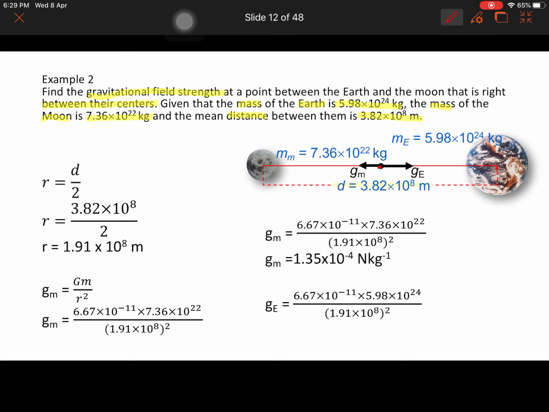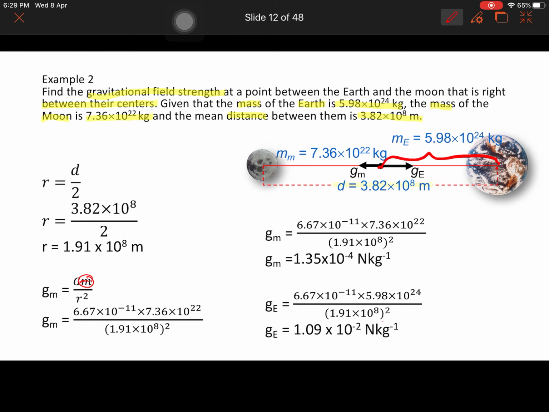What about towards the Earth? Same thing, I know what G is, my constant. Then M, I'll use the mass of the Earth. And then the distance will be half the distance, okay? It will be the distance from the center to the Earth. So now I get this answer.